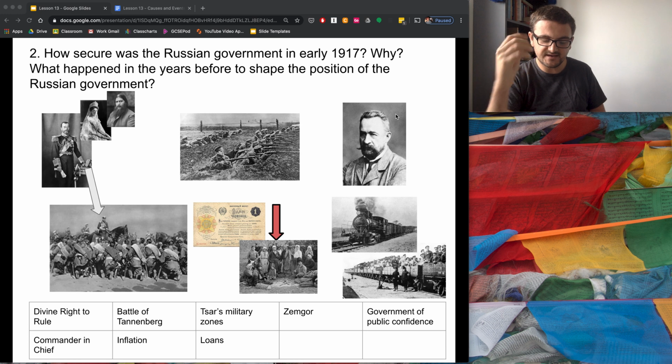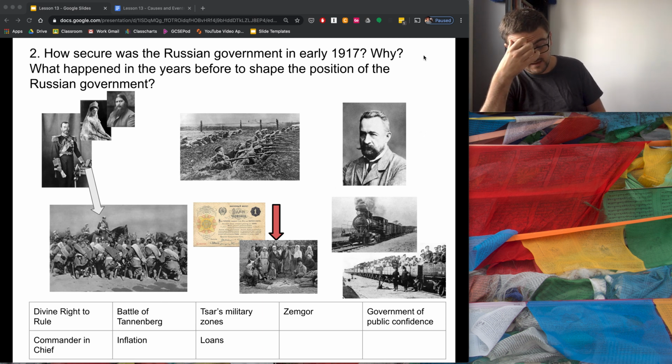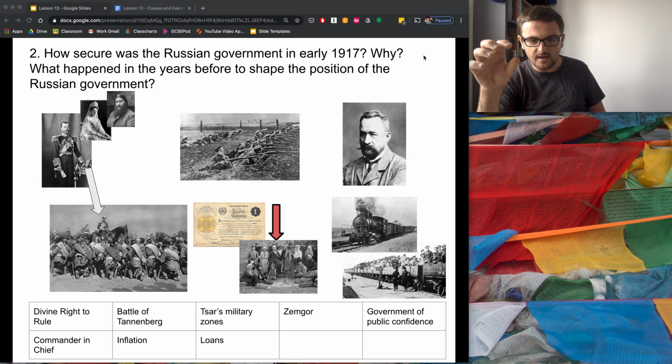Now, the people responded to this lack of control by setting up the Zemgor. The Zemgor was the all-Russian union of zemstva and cities, and it was chaired by this man here, Prince Lvov. It was made up of the local Duma representatives and the workers, and this Zemgor basically campaigned and essentially insisted to help and advise the government in the war effort. They wanted to try and have some representative influence over how Russia were responding to the First World War.